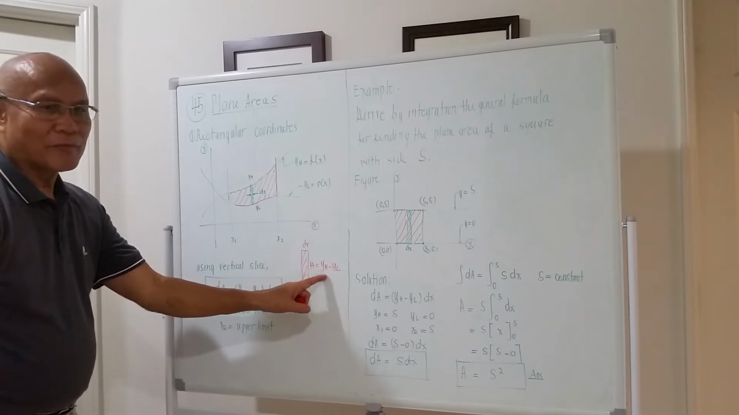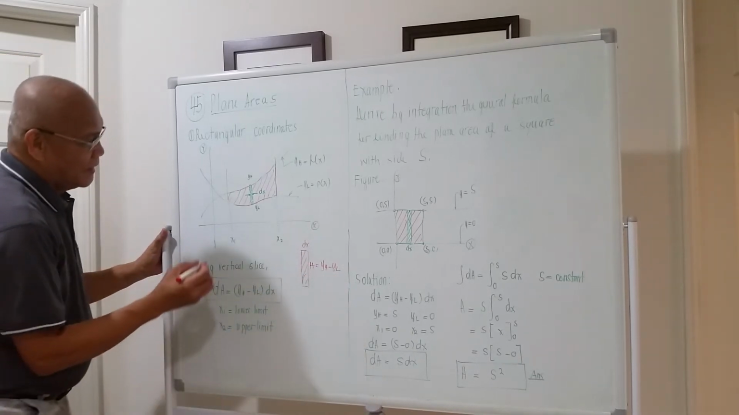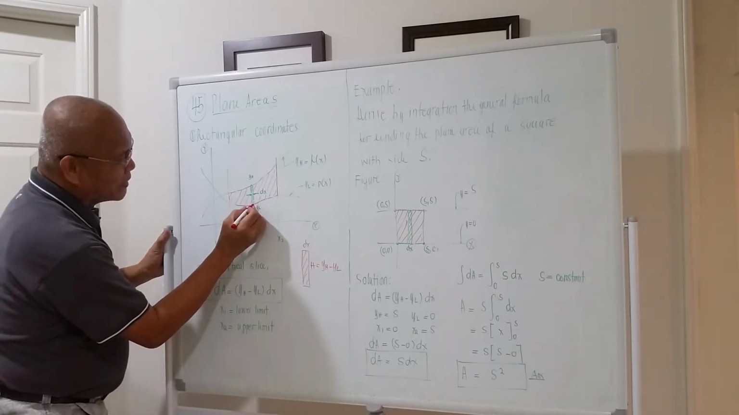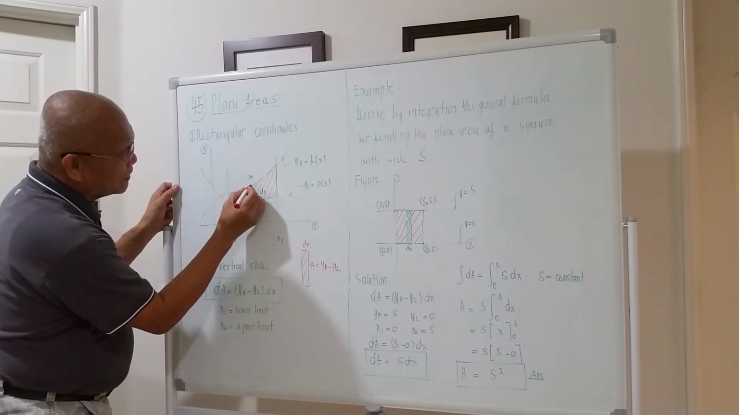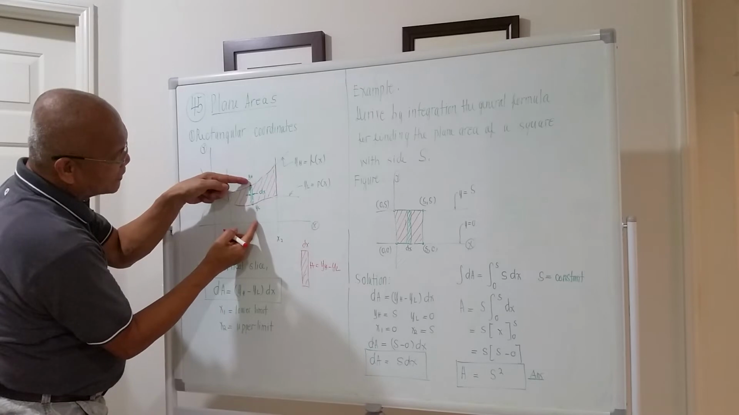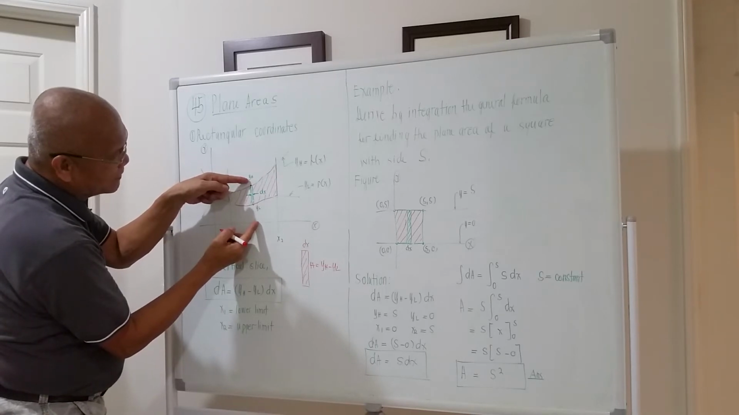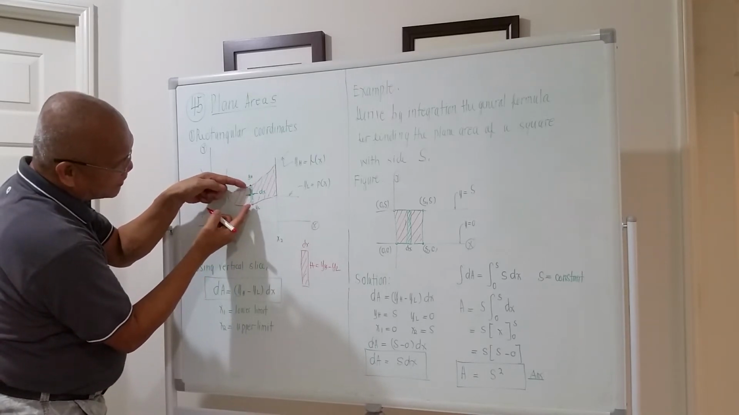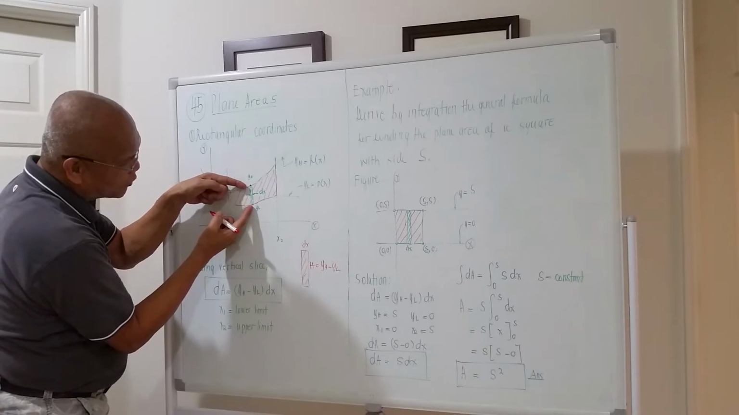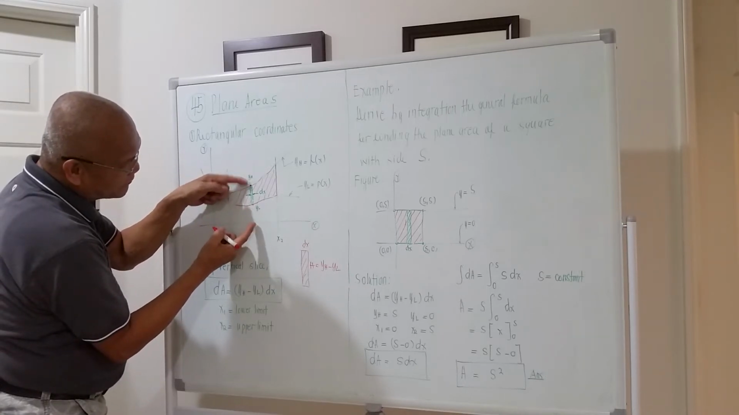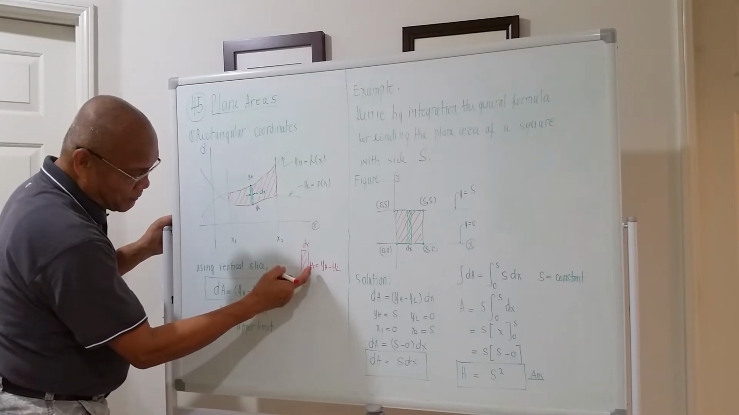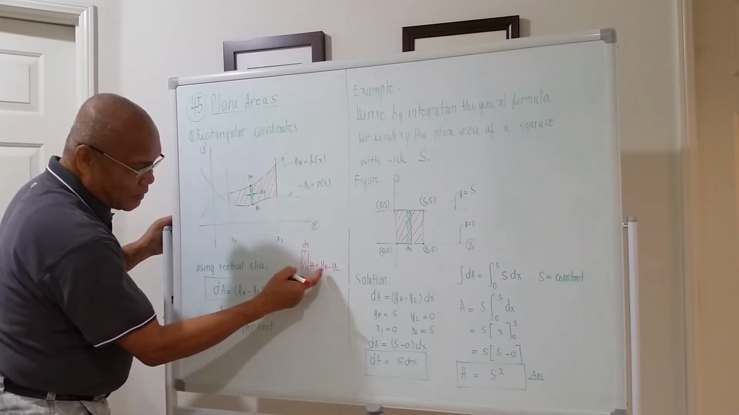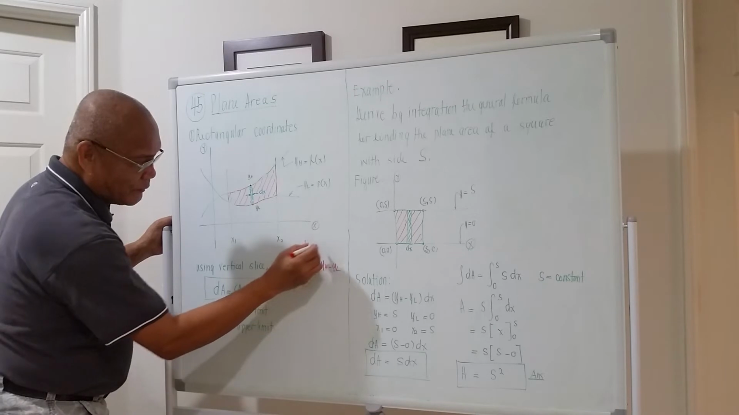Why y higher minus y lower? This point here is y lower. This point here is y higher. Right? So this height here, the height of the slice will be y higher minus y lower. So I place it here. The height of the differential slice is y higher minus y lower.